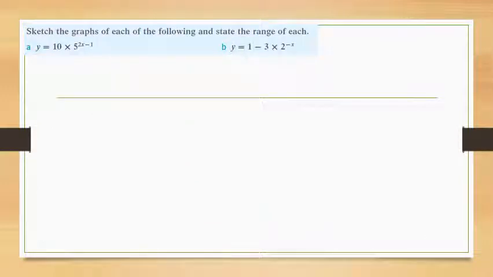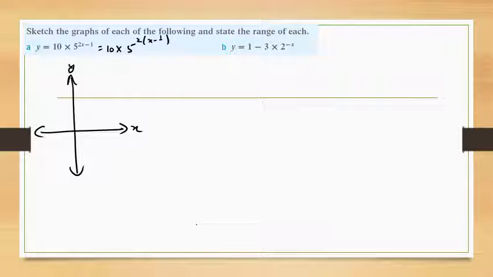Sketch the graphs of each of the following and state the range. It's the same as before, we just simply put those in. y equals 10 times 5 to the power of 2x minus 1. Now, remember to factorize this first, so we have 10 times 5 to the power of 2, x minus a half. If you factorize it, you can then look at the shift. I know in terms of what we're working out, it doesn't matter so much, but you might need to be careful because sometimes the shift ends up being positive or negative, depending on what you have.